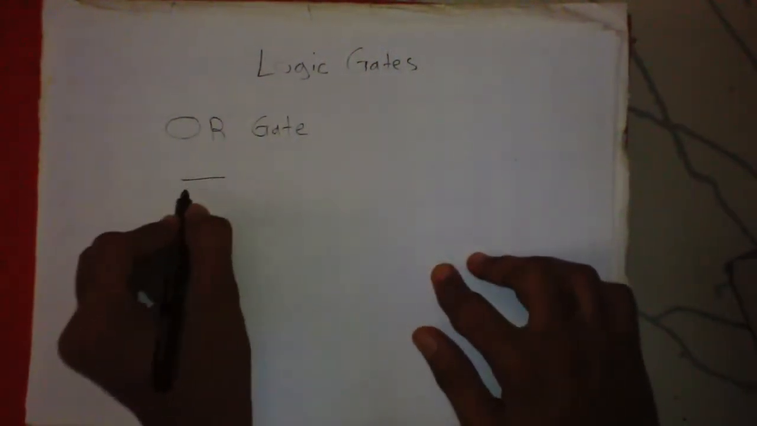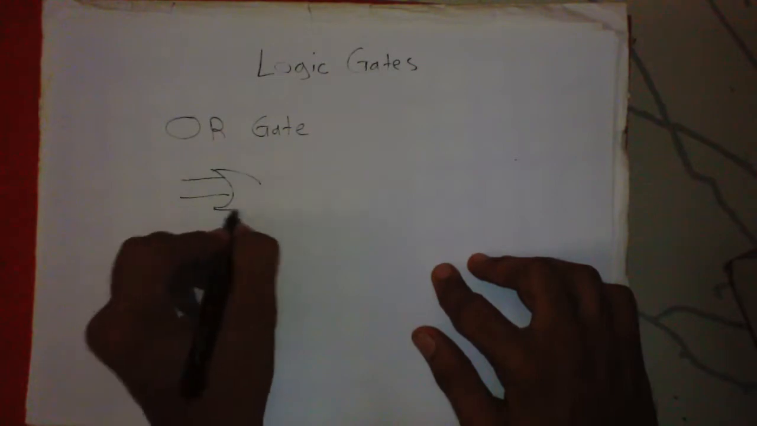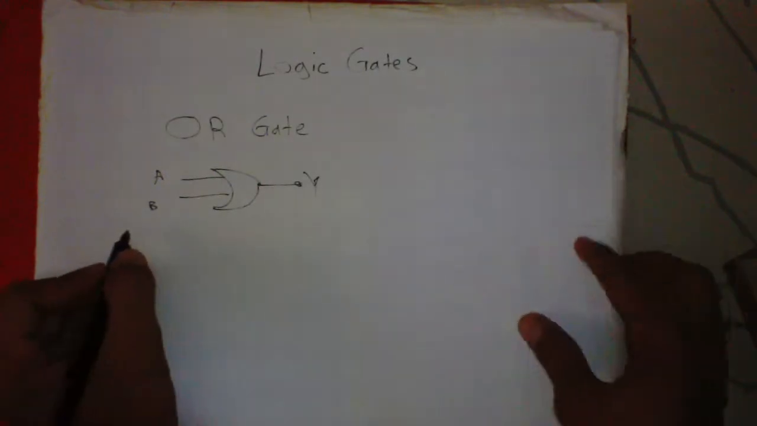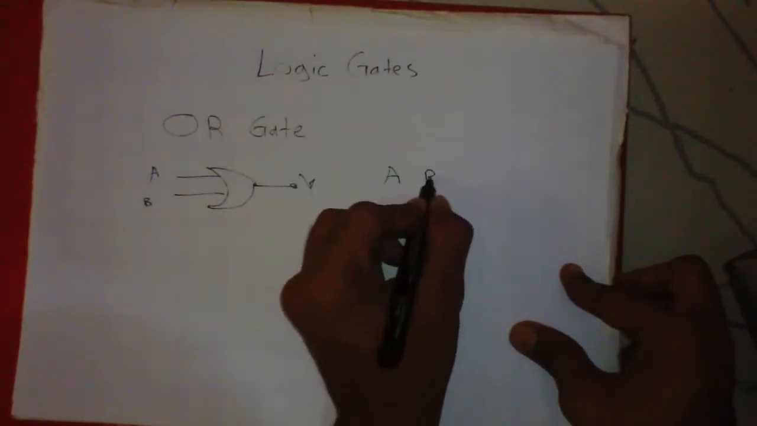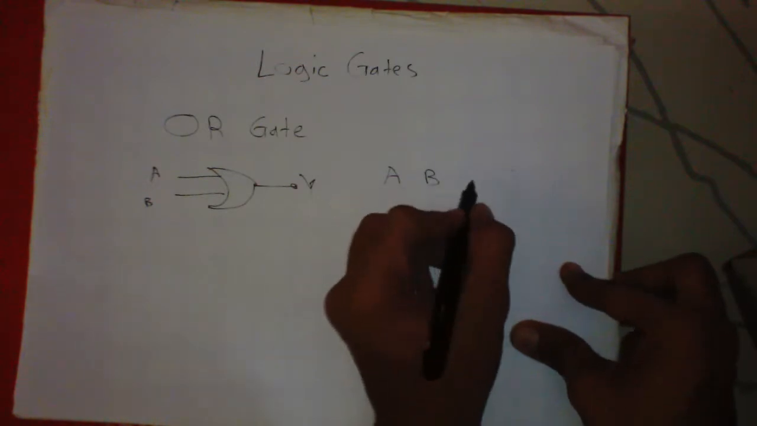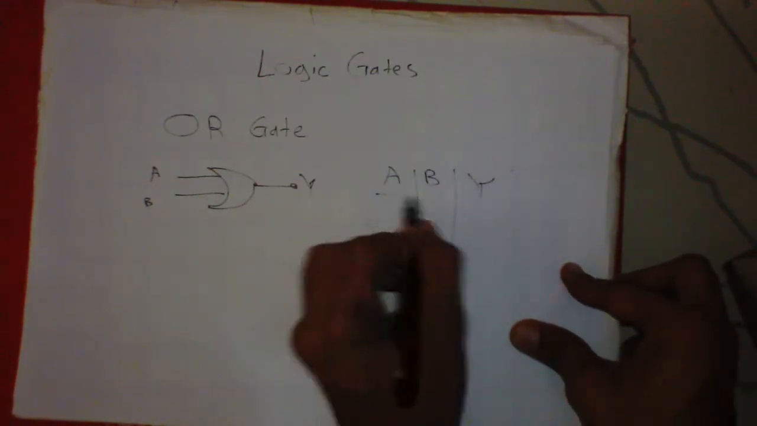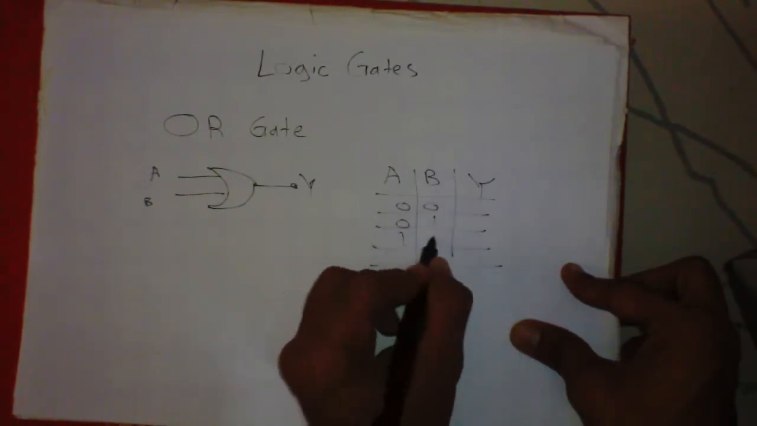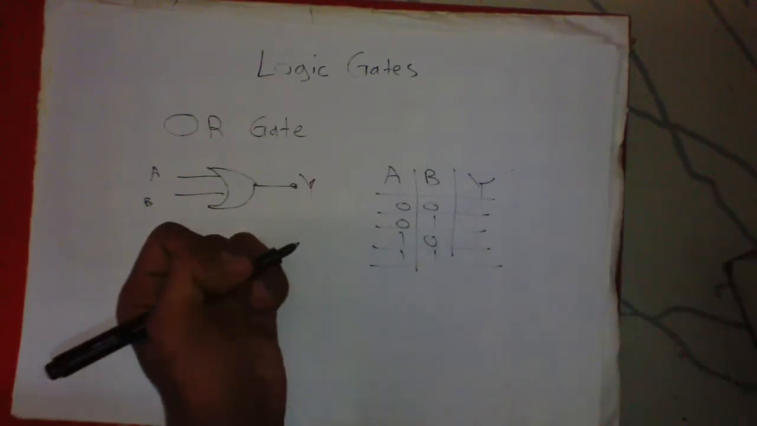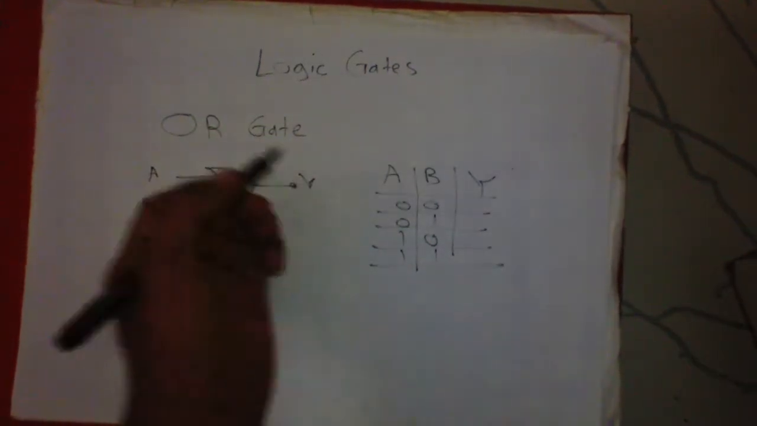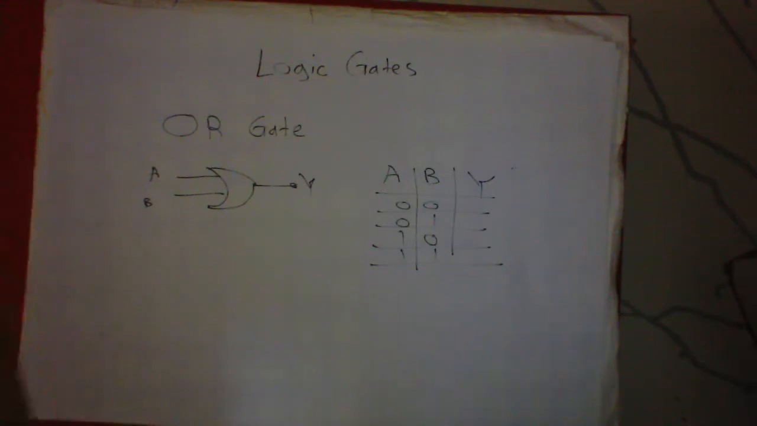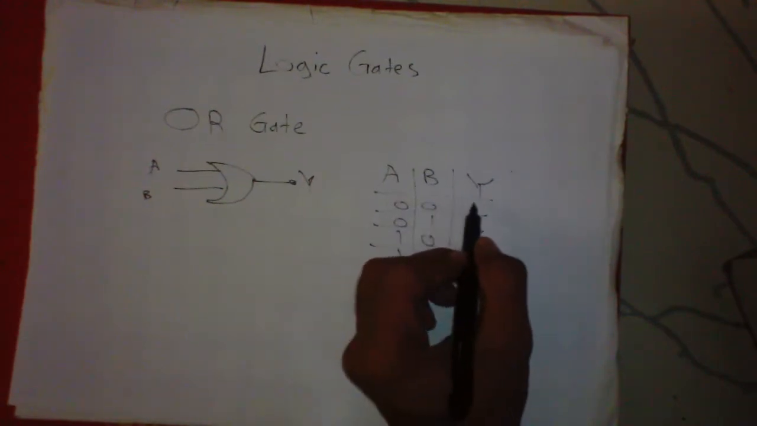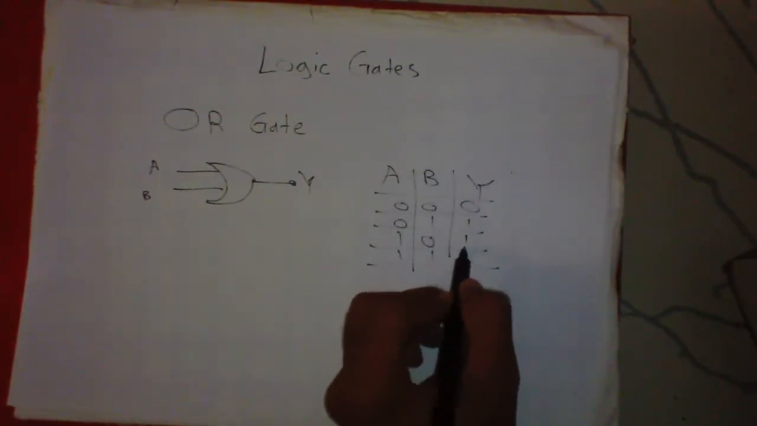The symbol of the OR gate is like this: inputs A, B, and output Y. Let's make a truth table for simplification of the working of the OR gate. 0 0 0, 0 1 1, 1 0 1, 1 1 1. In the OR gate, the condition is that only when all inputs are 0, the output will be 0. So here all inputs are 0, so the output will be 0, else it will be 1, 1, 1.